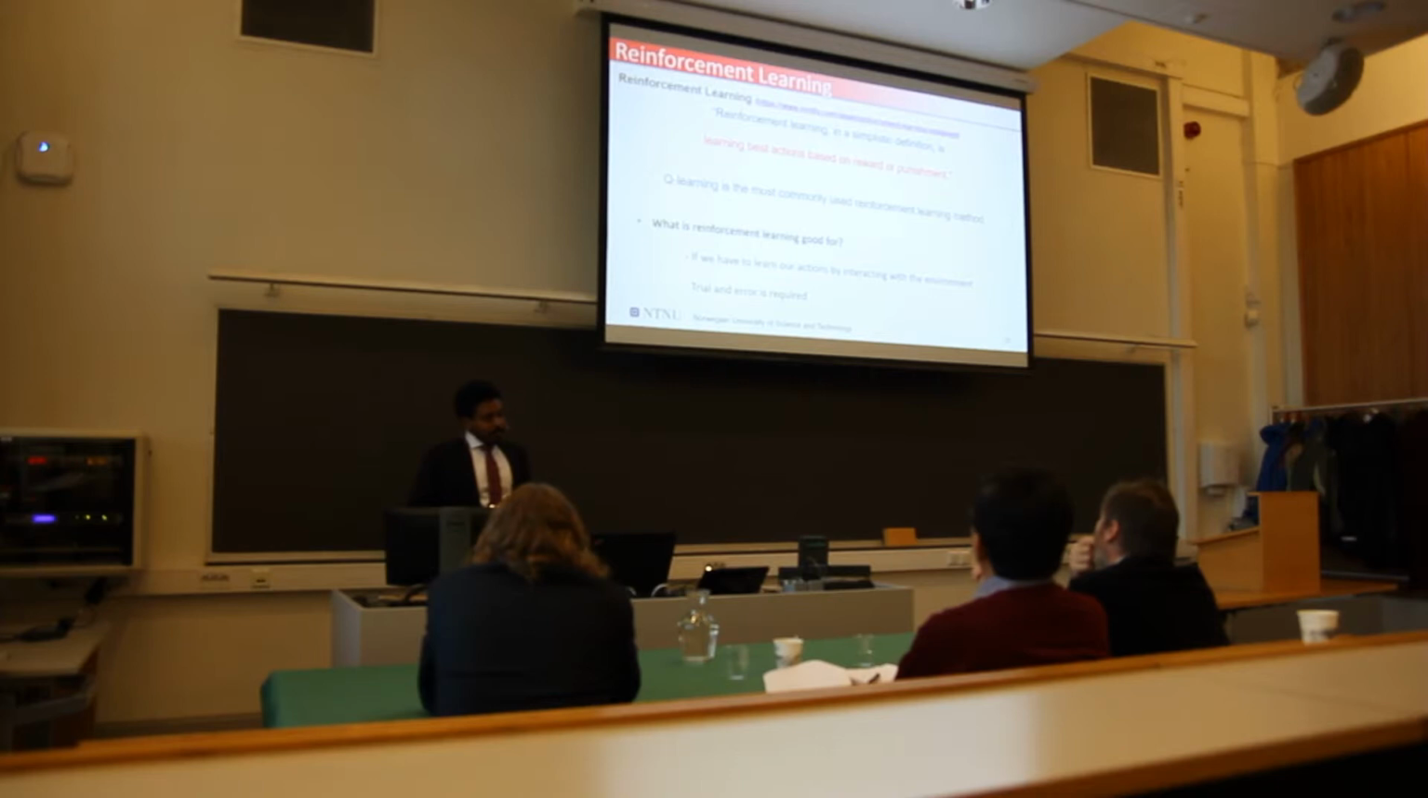So reinforcement learning, in a simple definition, is learning best actions based on reward or punishment. So you associate your actions with some rewards or punishment, and then you want to maximize your rewards and minimize your punishment. So it automatically does that. Q-learning is the most commonly used reinforcement learning method that is showing up. I'm not going to discuss any of that, but just a matter of fact.